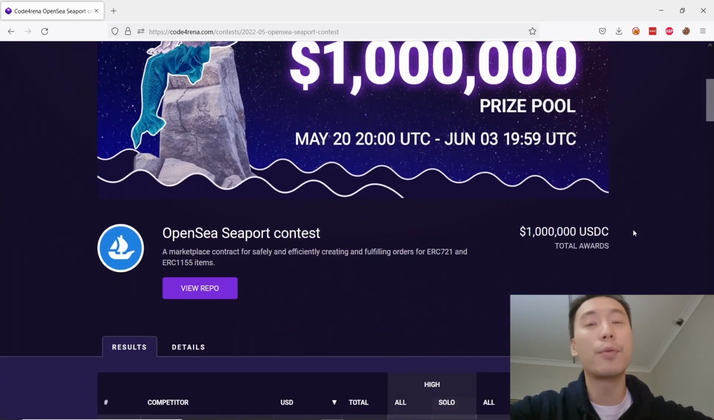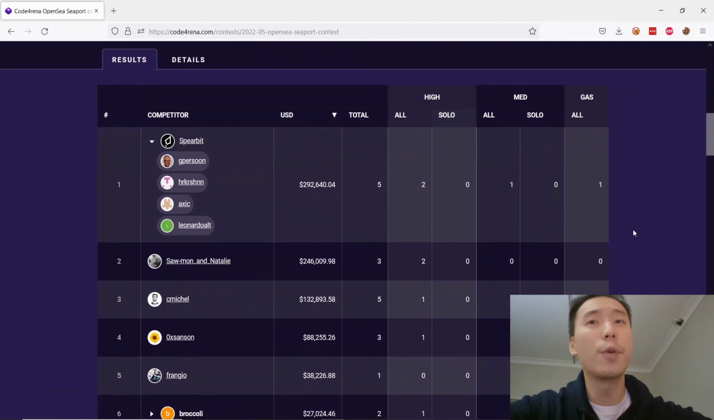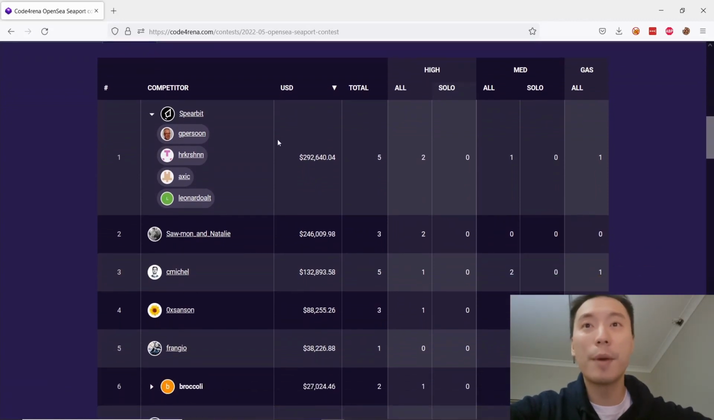So really big props to all the wardens who found medium and high severity issues for this contest. First place coming in is Sparebit with a four-man team, with G, an old school warden who was participating around 2021. Now I say old school, but actually it was just literally last year, 2021, when Code Arena was really new and there weren't many people participating in these audit contests. So we got this team from Sparebit with an old school warden picking up first place with 292k.